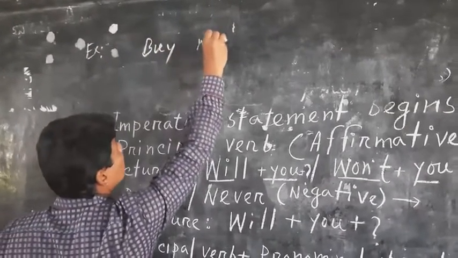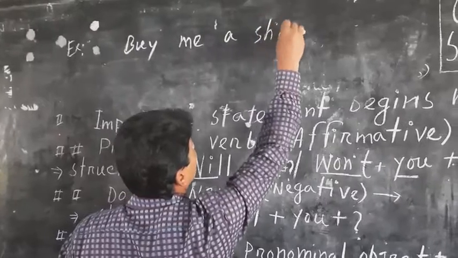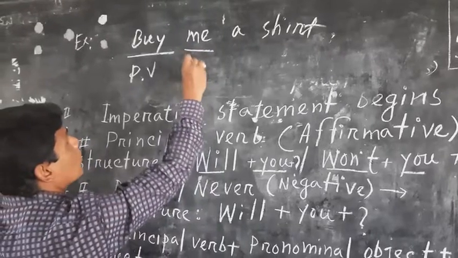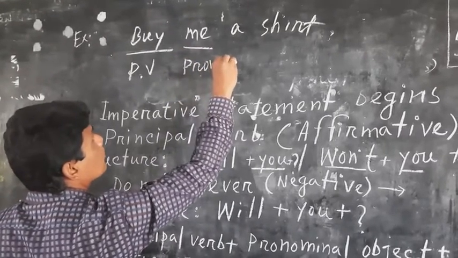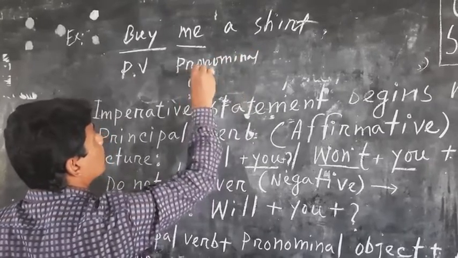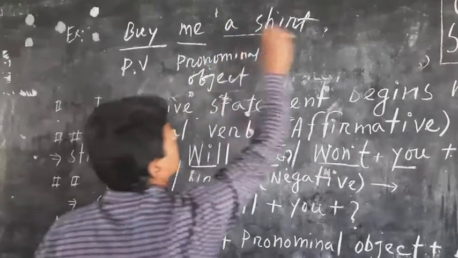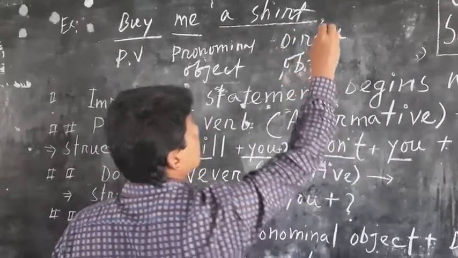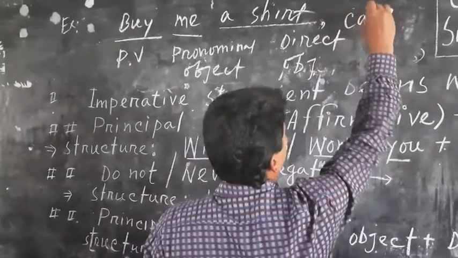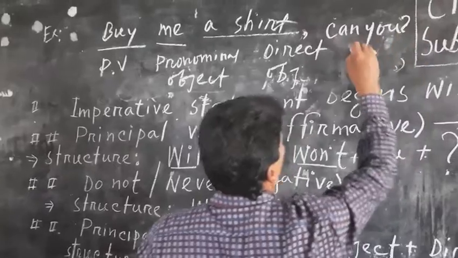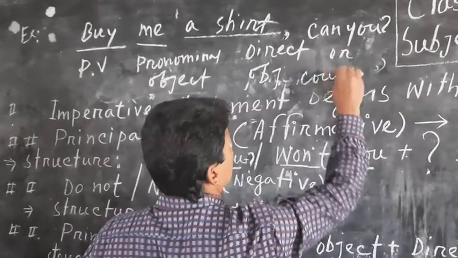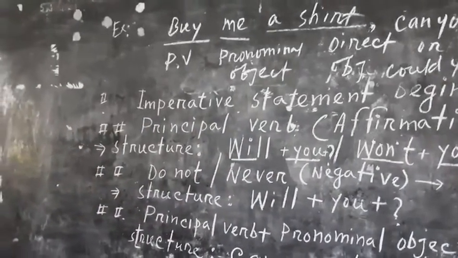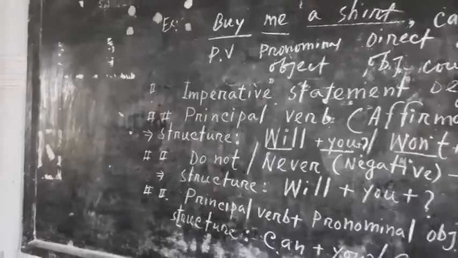Such as we can write an example by principal verb, pronominal object, direct object. We can make it a question by using can you, or could you. Are you clear? Do you understand the topic? Well done.